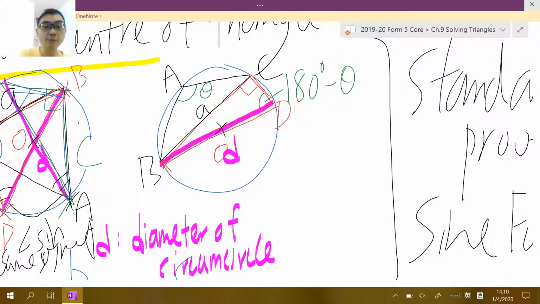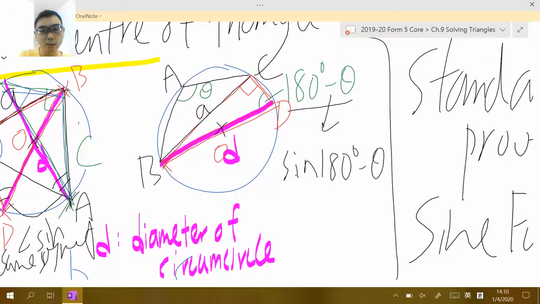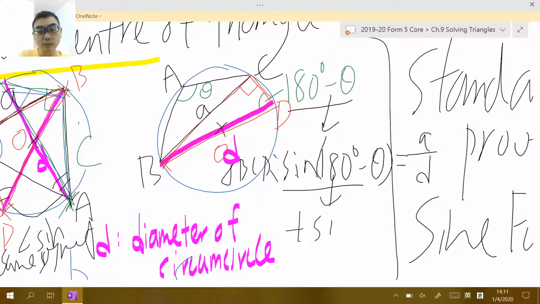So here, even if you have 180 degrees minus theta, you can still form the sine ratio: sine of 180 degrees minus theta equals, once again, A over D in this triangle BCD. In the triangle BCD, you can also form a sine ratio like this. But you understand in Form 4 Chapter 12, we say sine of 180 degrees minus theta eventually becomes positive sine theta, because 180 degrees minus theta is in quadrant 2. So the sine is positive.